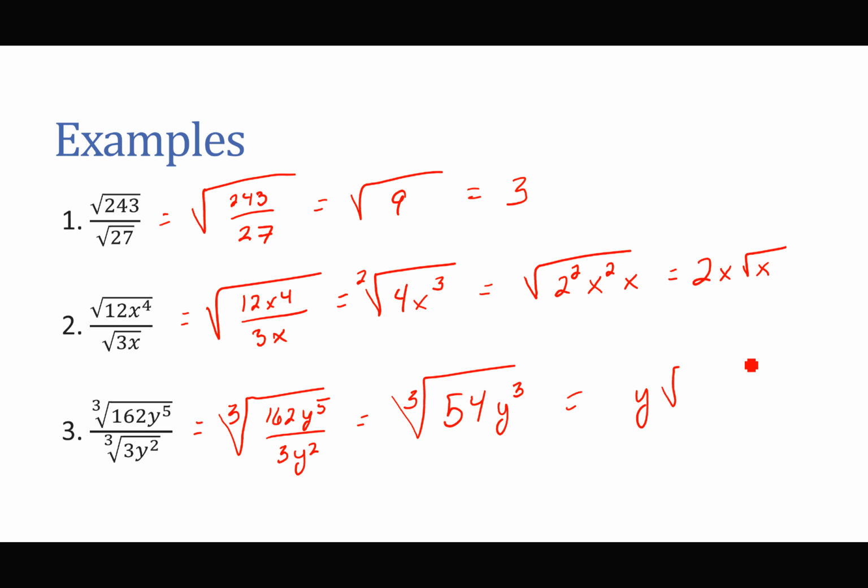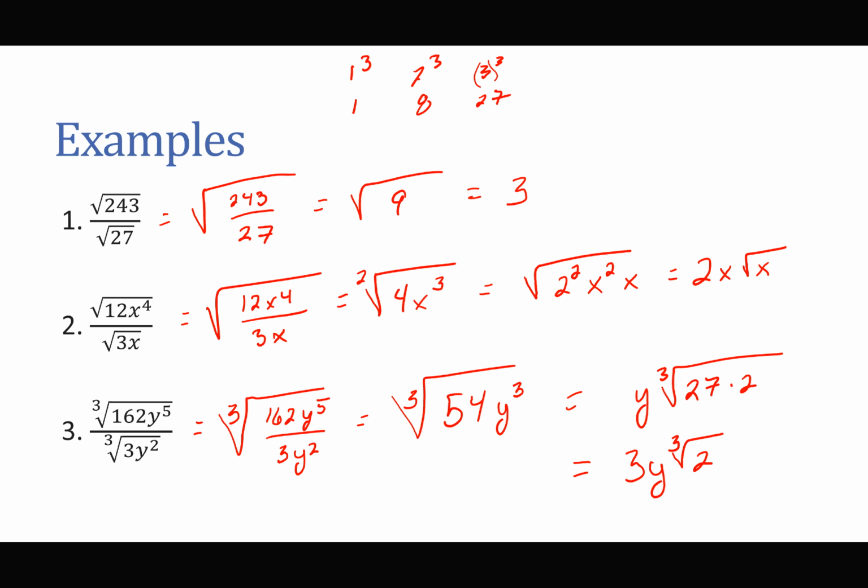Now 54. So again, we're going through our cubes. So 1 cubed is 1. 2 cubed is 8. 3 cubed is 27. Is 27 a factor of 54? Yeah. So I could say 27 and 2. 27 is really the same thing as 3 cubed. So I could bring out a 3 times square root of 2. Or I'm sorry, cube root. There we go. 3y cube root of 2.